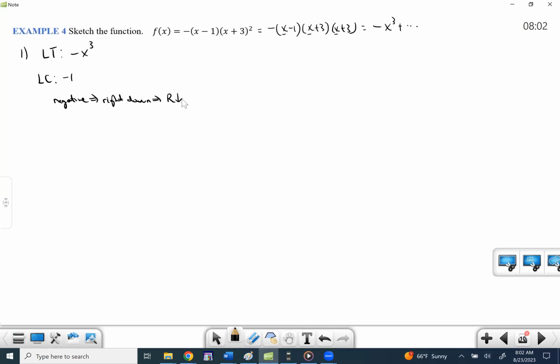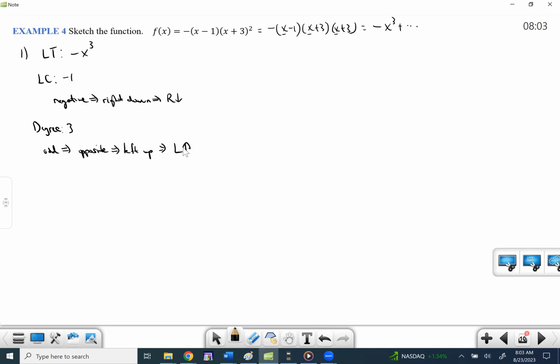Right, down. Now we go to the degree, the exponent. If you look at the degree, it's a degree 3. Since that's an odd number, remember the two O words, odd, opposite. So that means the left will do the opposite. If the right's going down, then the left will go up. So we got left, up.